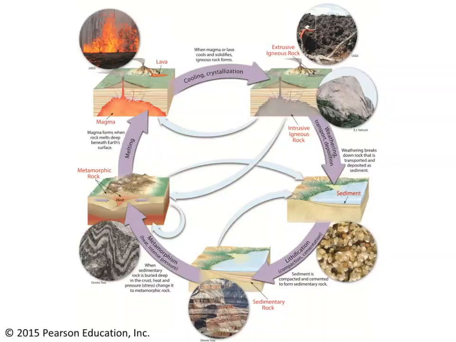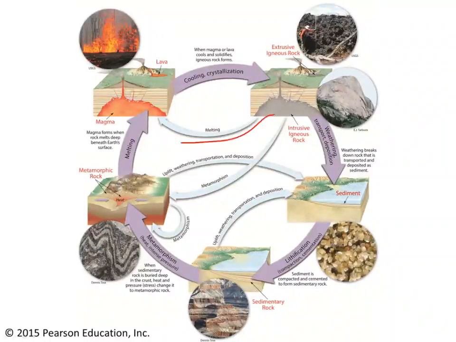You'll note that there's also some blue arrows in the middle, and those blue arrows basically can lead us from any of these other rocks to different points on the rock cycle. So, for instance, we could go from intrusive igneous rock and melt the rock and make magma again to make more igneous rock, or we could metamorphose that intrusive igneous rock. We could take a metamorphic rock and weather it to produce sediment. We could take a sedimentary rock and weather it to produce sediment. We could take a metamorphic rock and metamorphose it. So those are all valid possibilities as well.